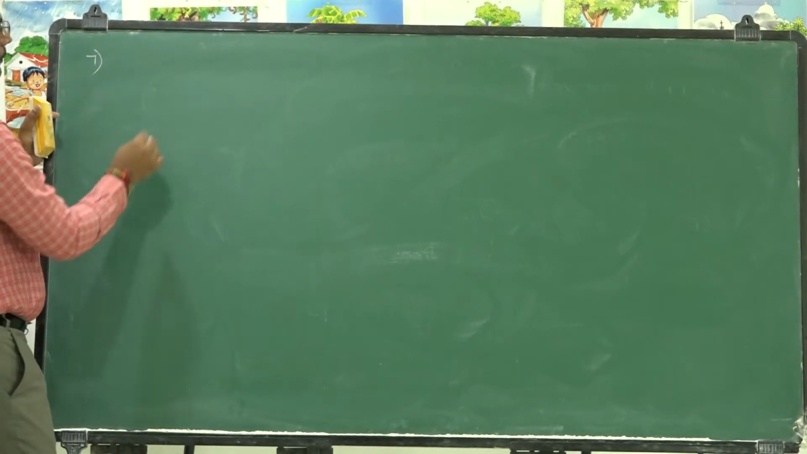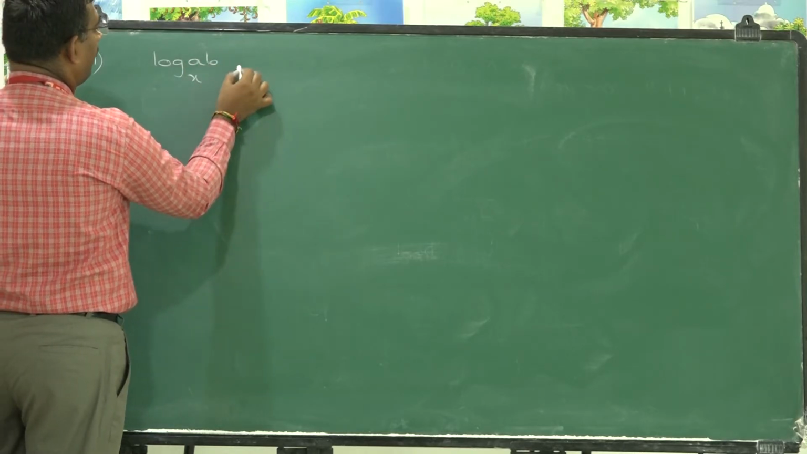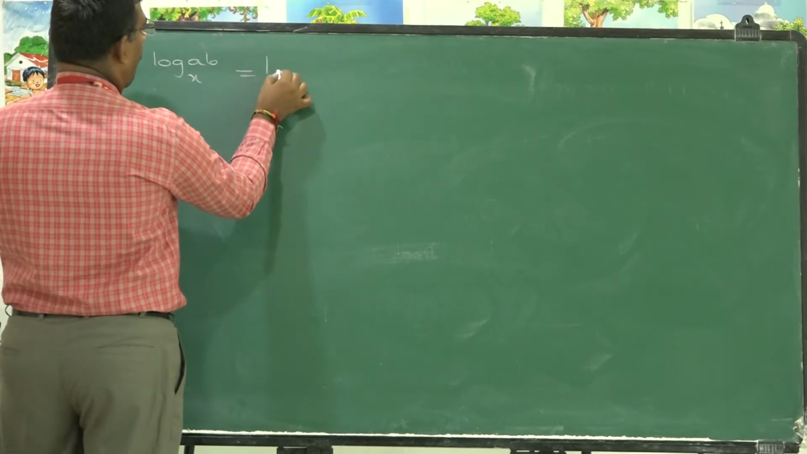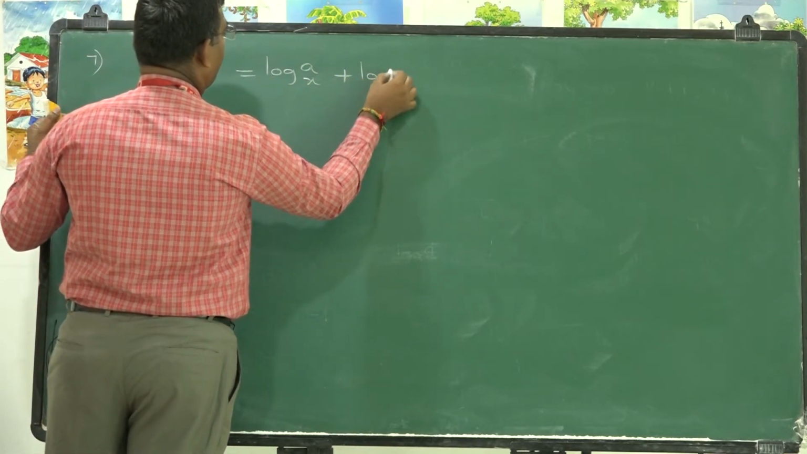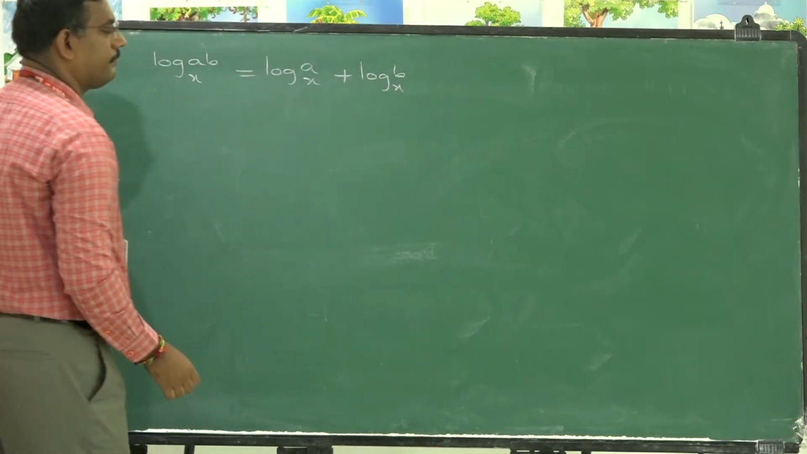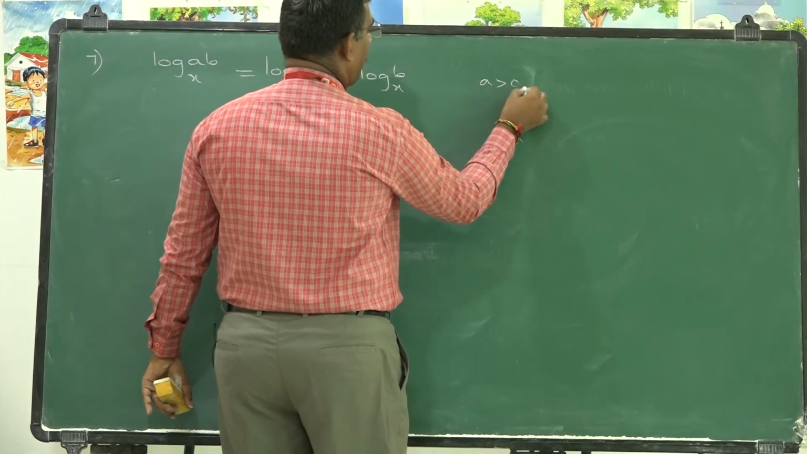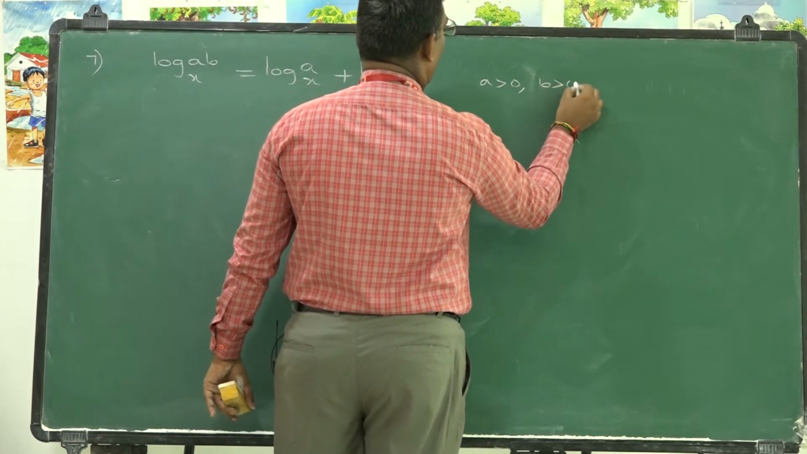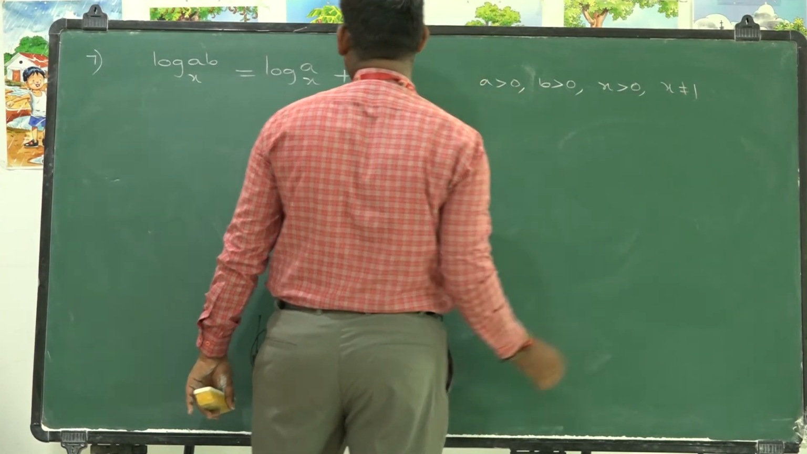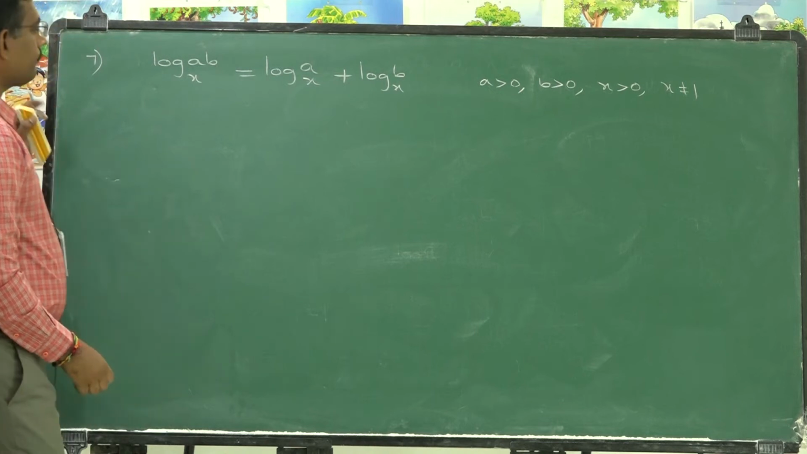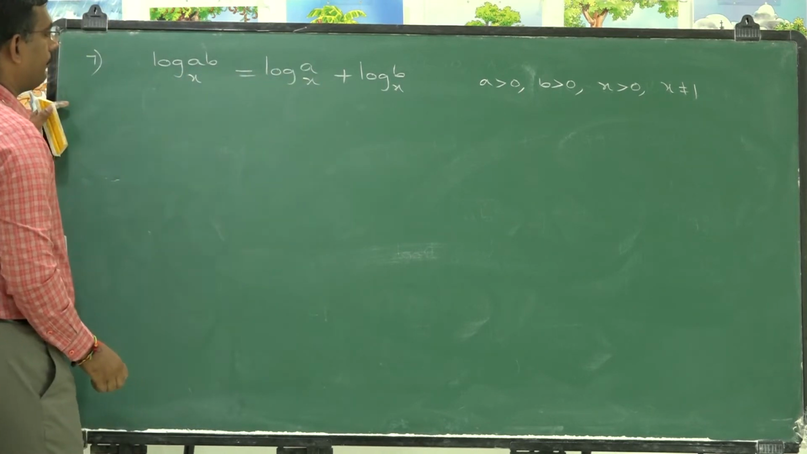Property number 7. Log ab base x is equal to log a base x plus log b base x, where a and b are positive real numbers and x is also a positive real number but x not equal to 1. So we write the product as sum of two logarithms.